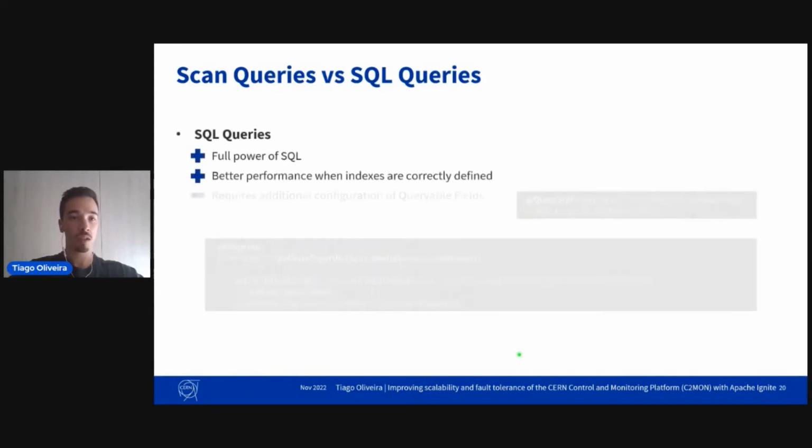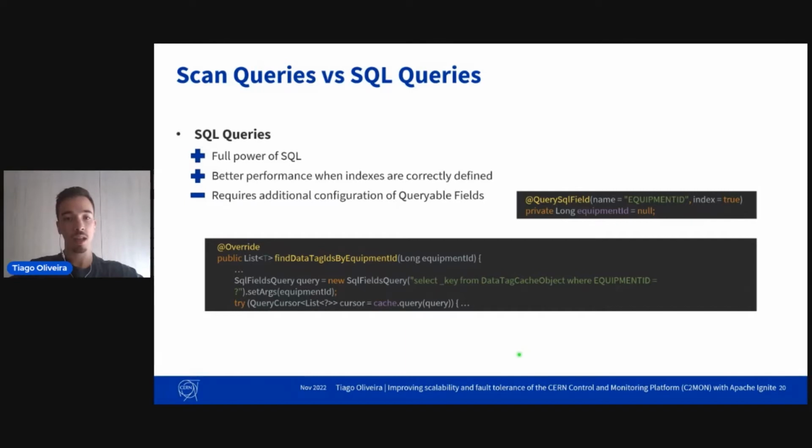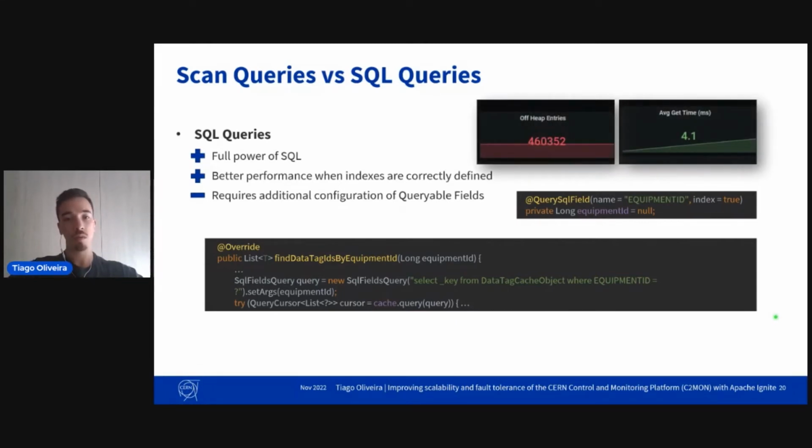And the solution was then to use SQL queries. This has the disadvantage that every field that we want to query by needs an additional configuration of queryable fields. For example, for data tags, if we want to query by equipment ID, we had to add this additional annotation, and also for the other fields we want to query by. But this gave us the possibility of using the full power of SQL. If you look at the example, we use the SQL fields query, and then just pass the SQL query. And here we can just use joins, aggregations, or even groupings. And this had much better performance, obviously, when these indexes were correctly defined. And just to give an idea, right now in production, we have more than 400,000 heap entries, and we could achieve an average get time of 4.1 milliseconds.